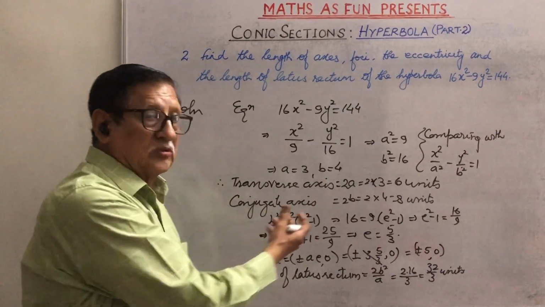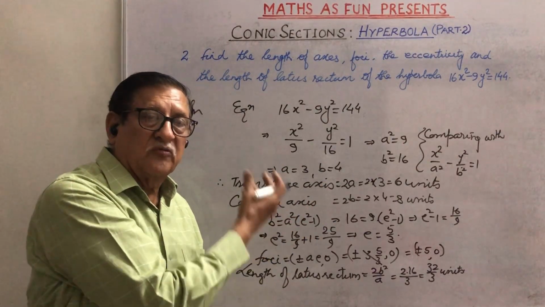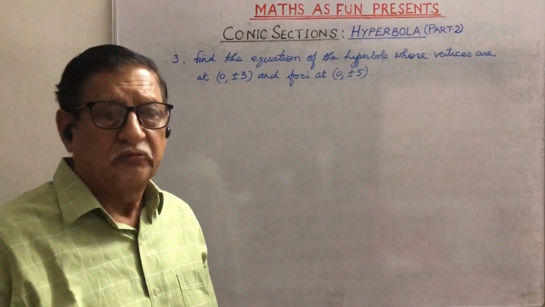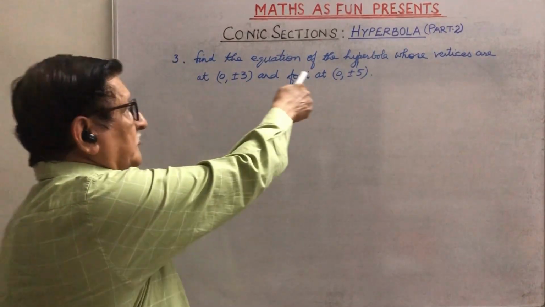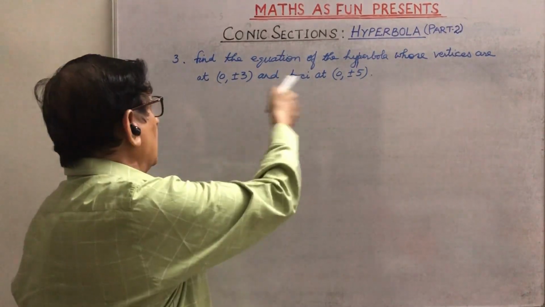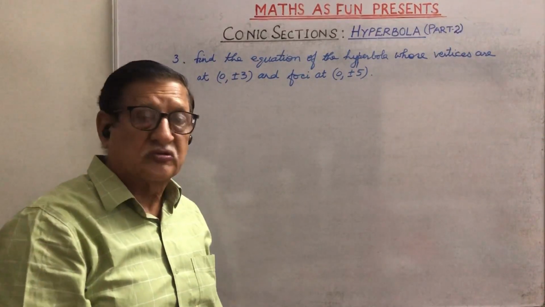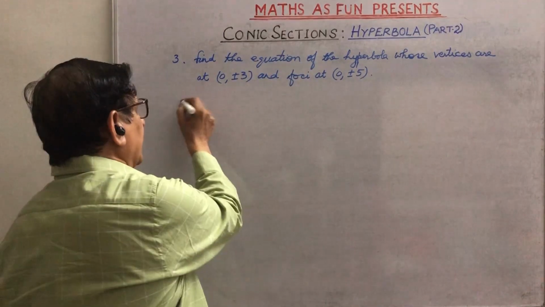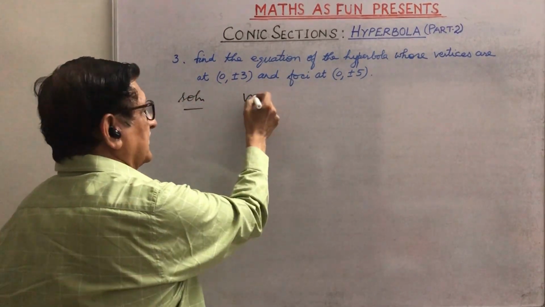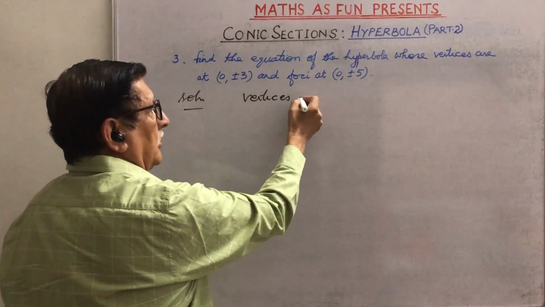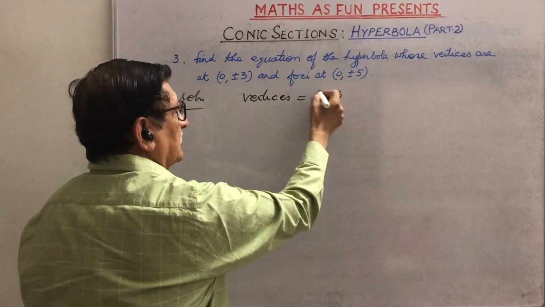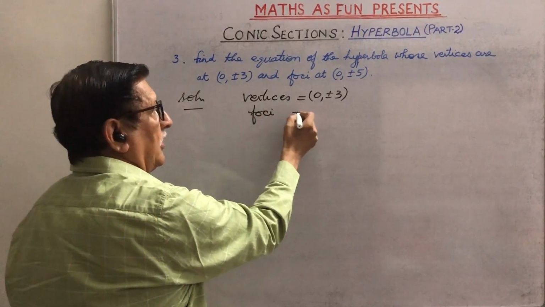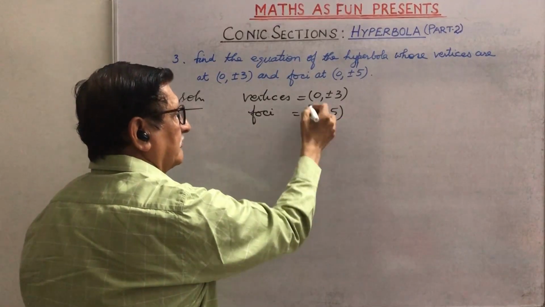Like this, we can find out the elements or the parts of any of the hyperbola if the equation is known to us. The next example we have is find the equation of the hyperbola whose vertices are at 0, plus minus 3 and the foci are at 0, plus minus 5. What we find here, the vertices are 0, plus minus 3 and foci are 0, plus minus 5.